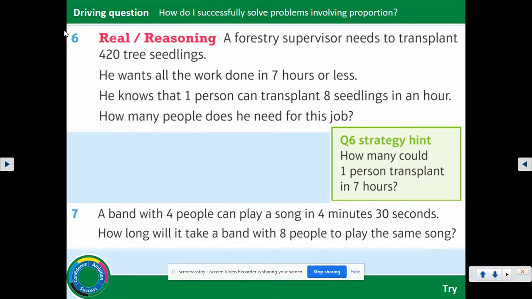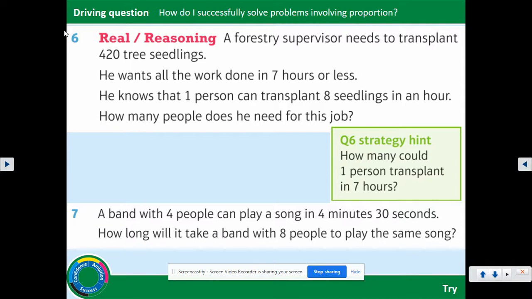Okay, so question 6, strategy hint. How many could one person transplant in 7 hours? Okay, so he wants it done in 7 hours. How many could one person transplant in that time? Okay, that will help you reach the solution.